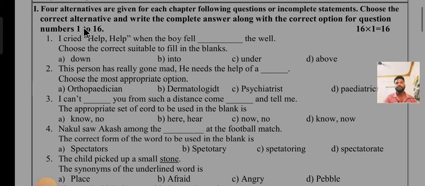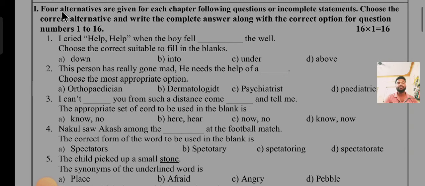Okay, dear students, you don't have much time, you have the examination today. I have brought some questions that will help you in the examination.